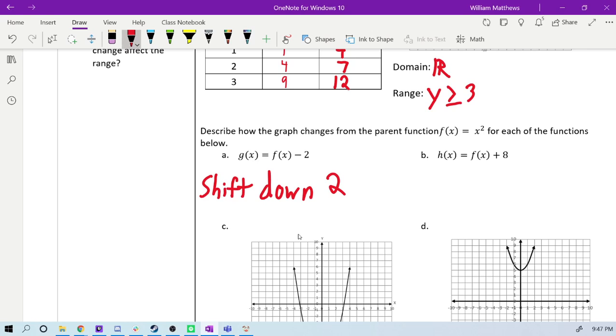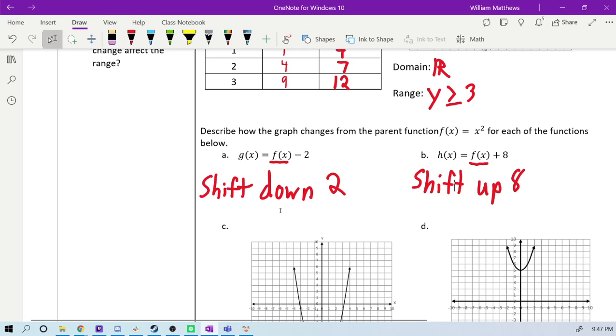Looking at B, where it is a plus 8, we can state that this is going to shift up, because it is positive, we are adding, 8 units. So this is because we are adding or subtracting to our parent function. We affect the output.